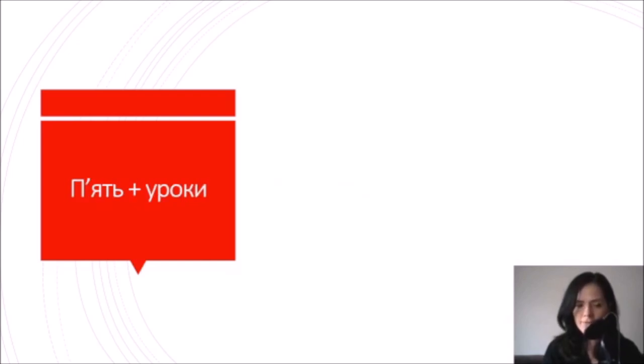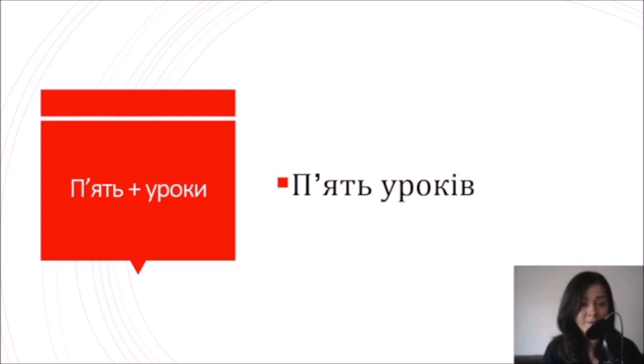Next, п'ять. Уроки. П'ять means 5. Уроки means lessons or classes. So to say 5 classes, we would say п'ять уроків. П'ять уроків. Сьогодні в мене п'ять уроків. Today I have 5 classes.